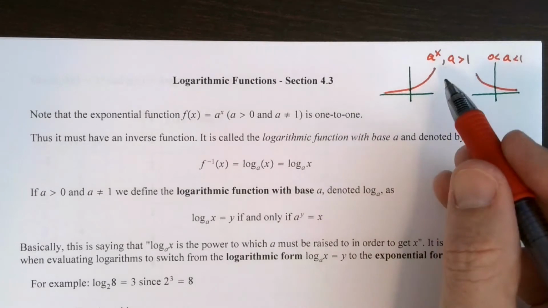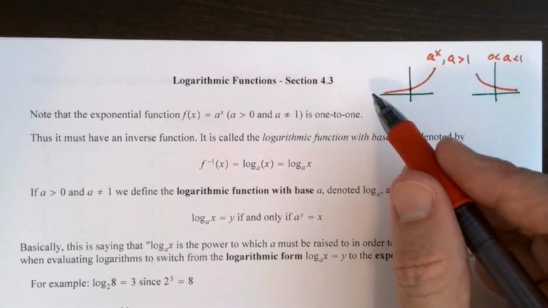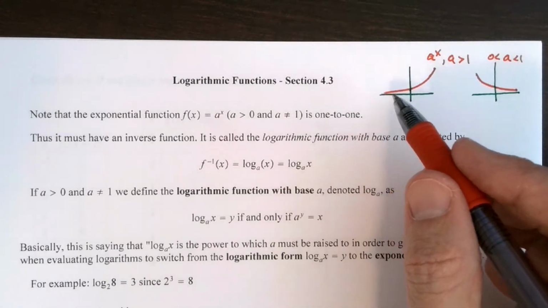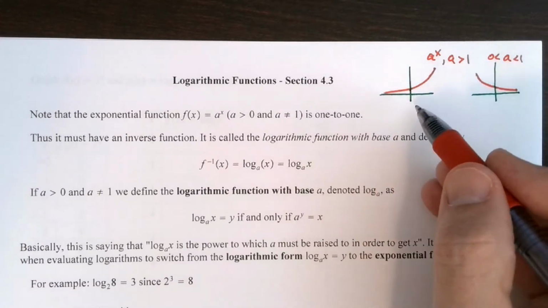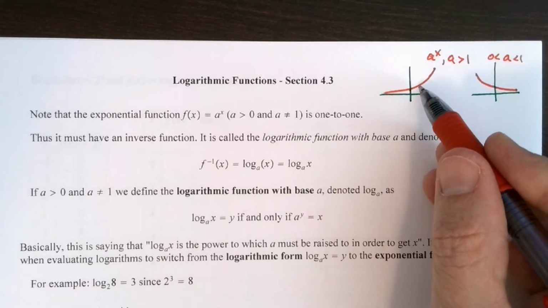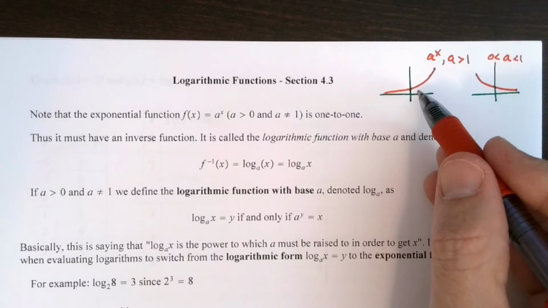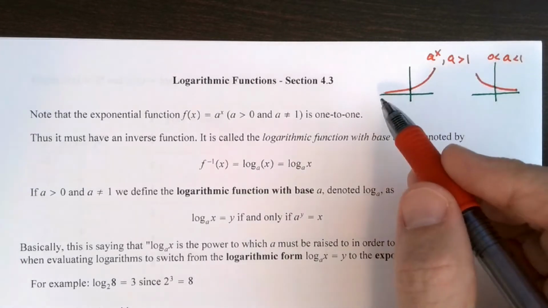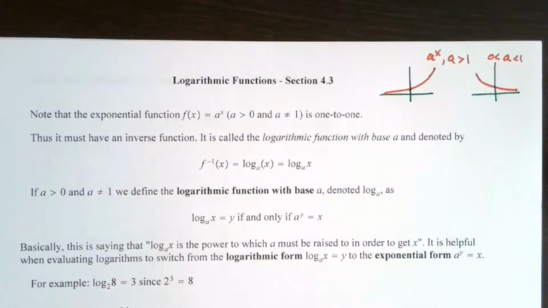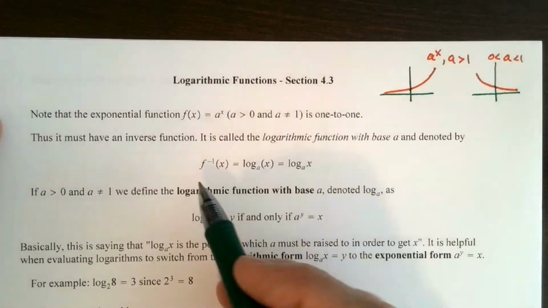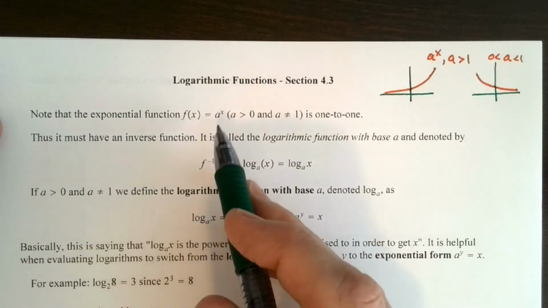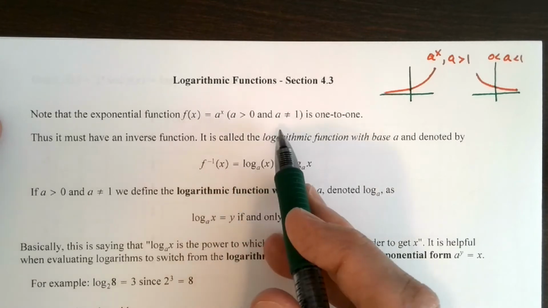So if you remember, we talked about one-to-one functions meaning it passes the horizontal line test. And what that means is for every input, there's a unique output. And in that case, what does that mean? It means there is an inverse function, if you remember, when we were talking about inverse functions. And so what is the inverse function to the exponential function with base a? Remember, the value of a is greater than 0 and not equal to 1.